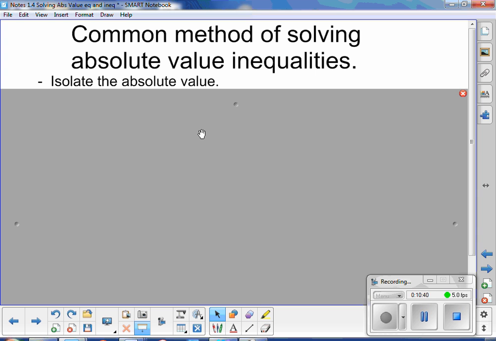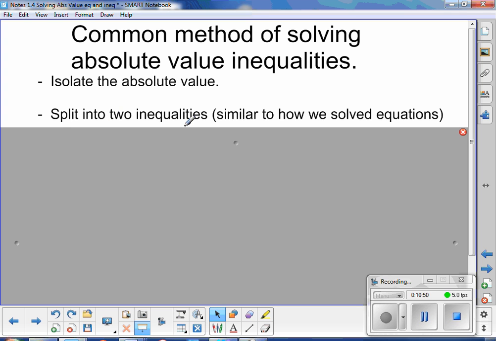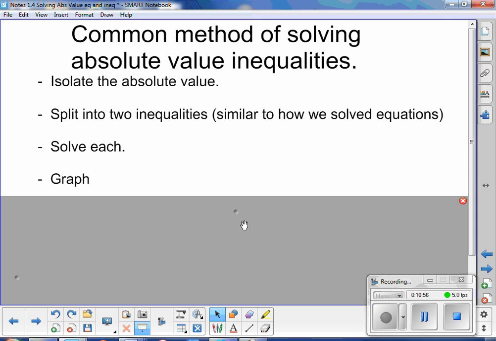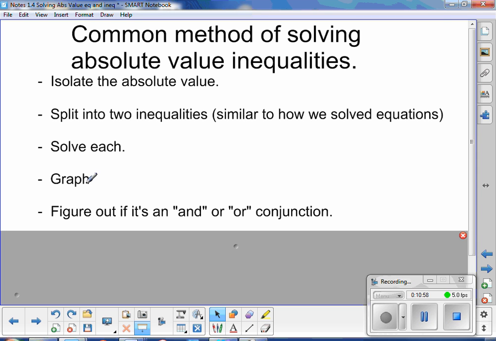Okay, so we're on to inequalities now. All right, so the common method of solving absolute value inequalities is very similar to the way we did the other one. Isolate the absolute value first. Split it into two inequalities, similar to how we solve the equations. Solve each of those, and then graph it. Now, from the graph, you will know if it's an "and" or an "or" conjunction, or I actually think "or" is called a disjunction. But yeah, whatever. So don't put the "and" or the "or" part until after you graph it to make sure. Now, if you can memorize it in another way, I'm okay with that. You can do that.